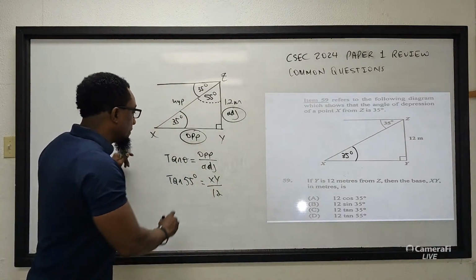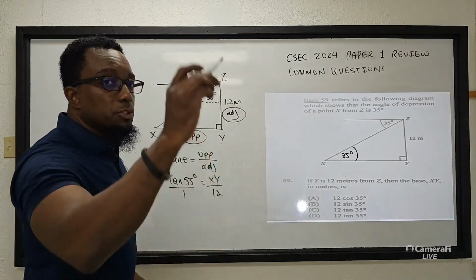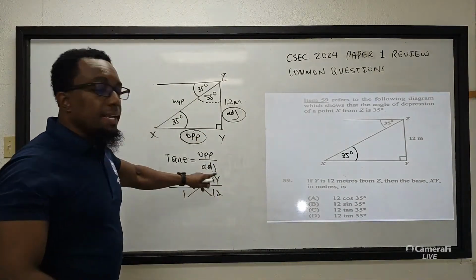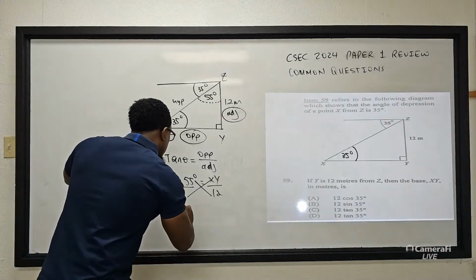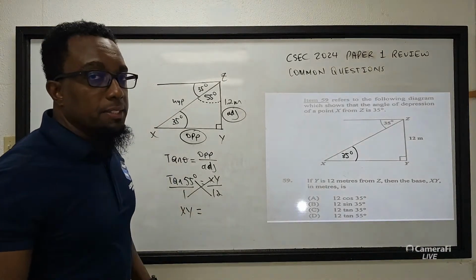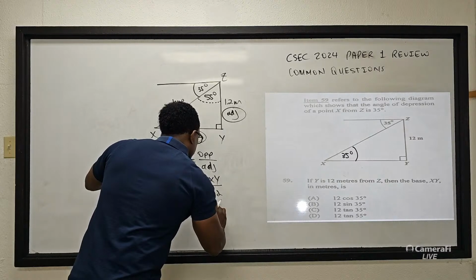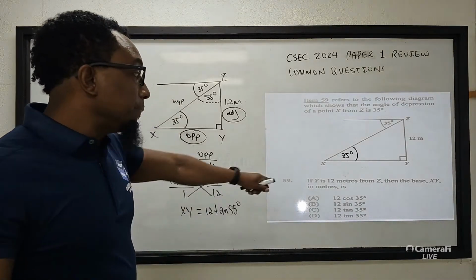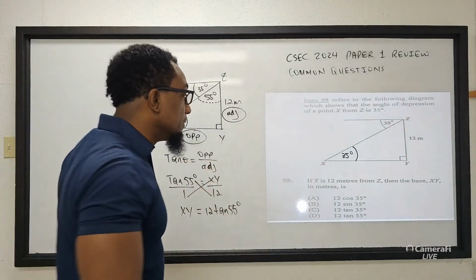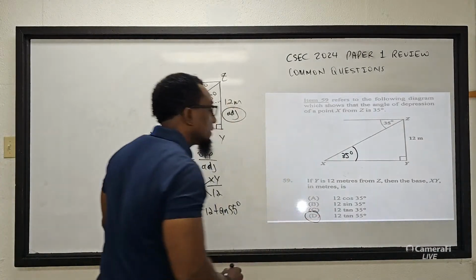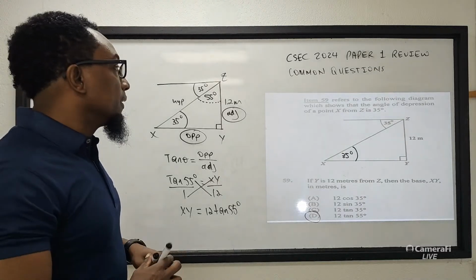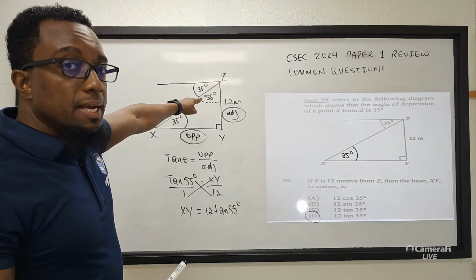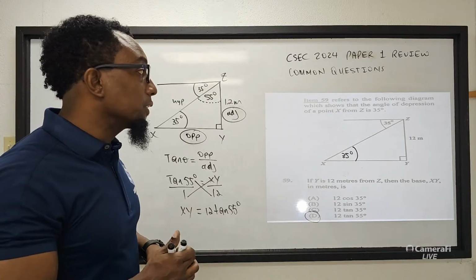And of course, I'm going to put tan 55 over 1, and at this point, I'm going to cross multiply. 1 by xy will give me xy, and this will be 12 multiplied by tan 55, or 12 tan 55 degrees, whose answer, my option, will be D. So just be very careful with this question. And note, we are not going to use the 35 degrees. We're going to use the other acute angle of 55 degrees if you see this question.